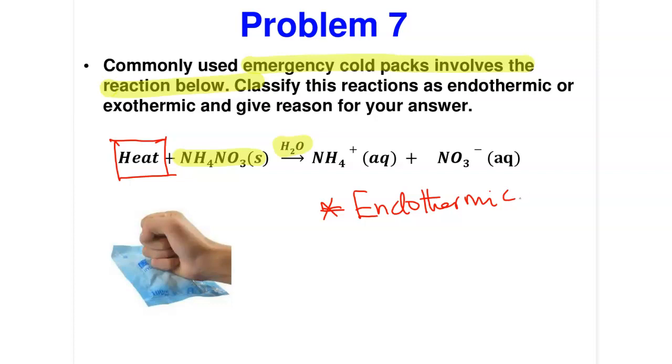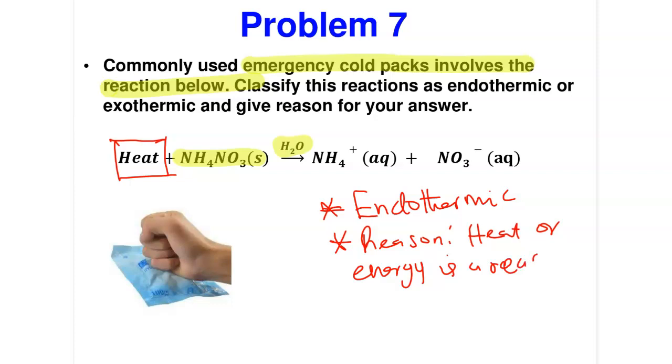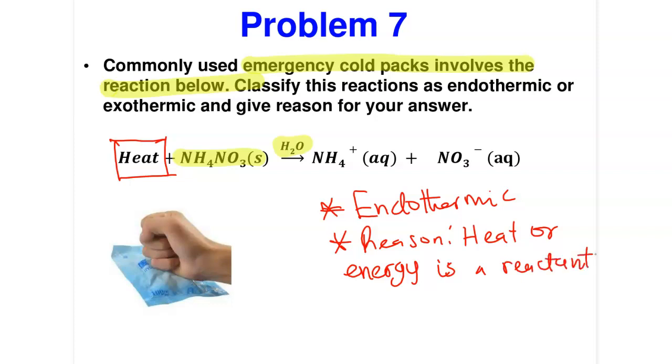And the reason, what is our reason? Heat or energy is a reactant. And that is why we classify this as endothermic. Okay, let me write that in very well. Heat or energy. I'm going to rewrite those things because I have the time to do that, so it doesn't matter. Reason: heat or energy is a reactant. That is why this is an endothermic reaction.